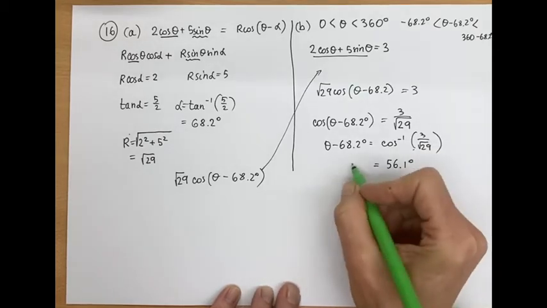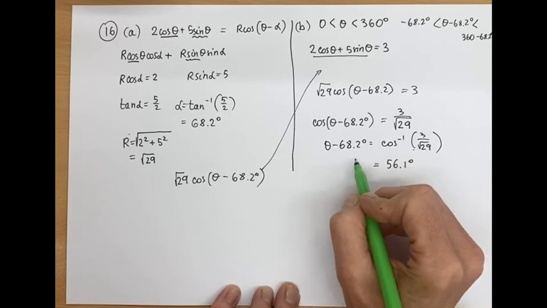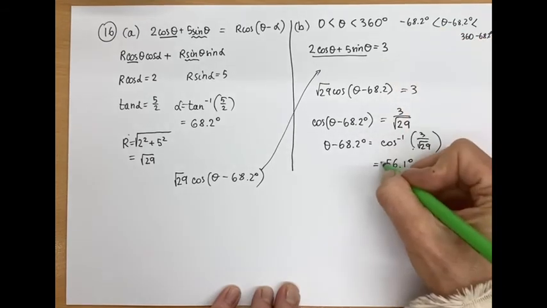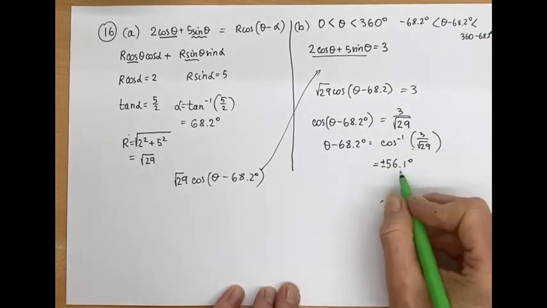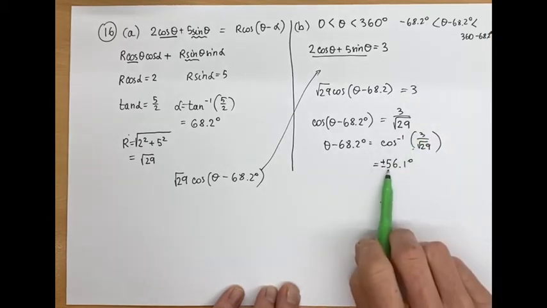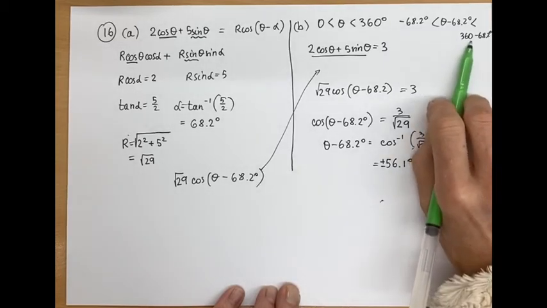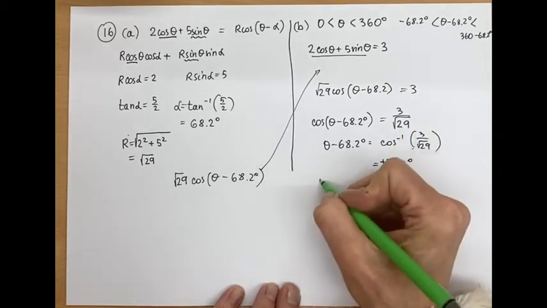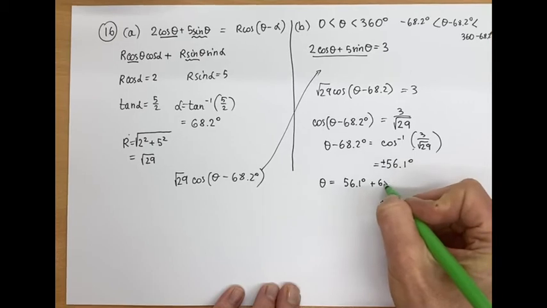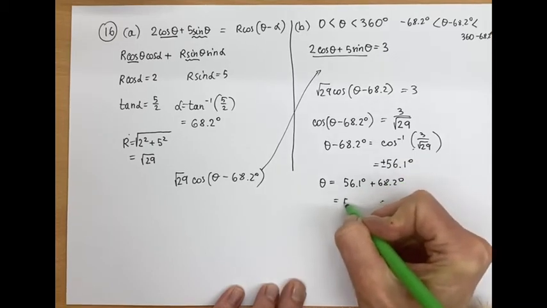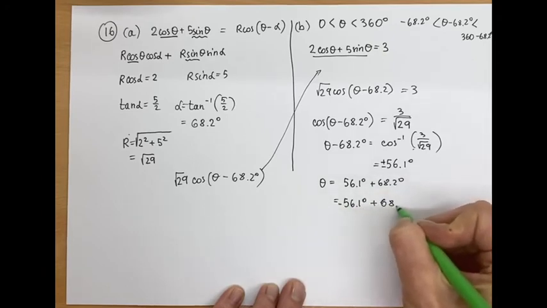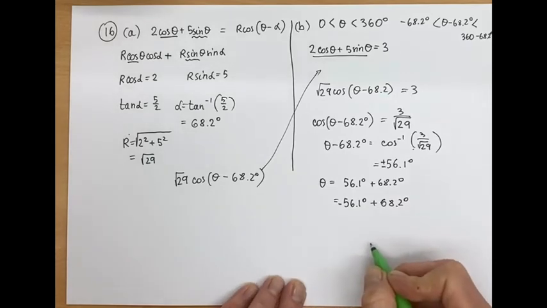There you go. So rearranging this, actually we need to go up to the other one, because remember cos, so we need to have plus or minus 56.1 degrees. If we go for the next one, which is 360 minus 56, we won't reach that end point, so that's okay. These are the two solutions. So theta is equal to 56.1 degrees plus 68.2, or the second one, minus 56.1 plus 68.2 degrees. Okay, so these are the two solutions.